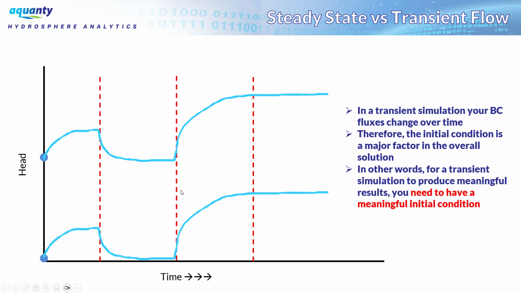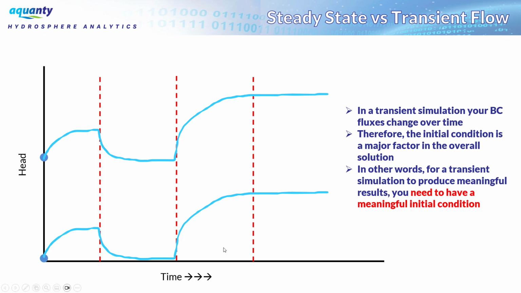If we were to start with a higher initial head, then generally we could probably, in a hand-wavy, idealized world, say that if the initial head is higher, then the overall distribution of heads is going to be higher over the course of that model run, even if the boundary condition fluxes are the same from one model to the next. In other words, for a transient model run, it's very important to have a meaningful initial condition.